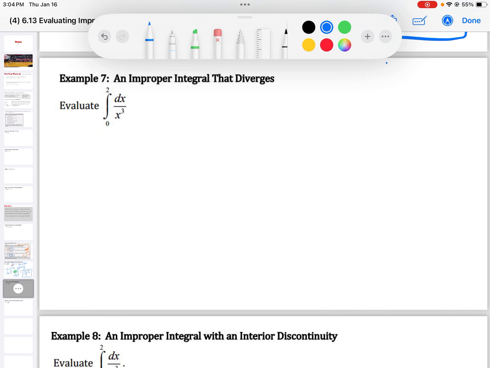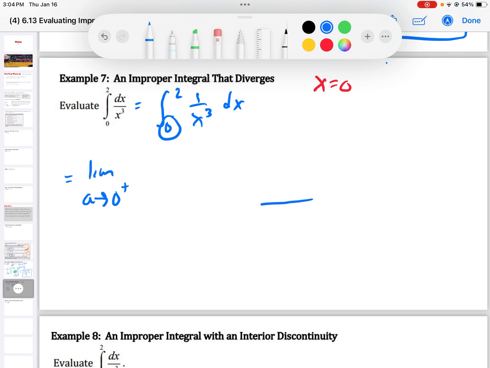All right, let's do another one. Number 7. This is an improper integral that diverges, so let's see what happens. I'm going to rewrite this as the integral from 0 to 2 of 1 over x cubed dx. So where is the vertical asymptote? The vertical asymptote happens when x is equal to 0. So I'm going to rewrite that as the limit as a approaches 0, and when it's the lower limit, it approaches 0 from the right side.